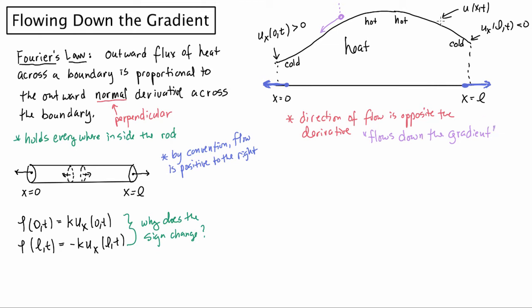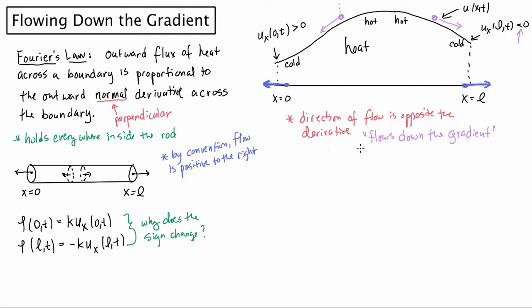And it's the same thing over here. If I was to place an object over here, it would flow down the gradient, but that's opposite of the direction of the derivative. The derivative is negative, which might make you think the flow is negative, but that's not in fact the case. The derivative being negative means the flow is positive, because positive flow is flow to the right. And so I want you to remember that flow is opposite of the derivative.